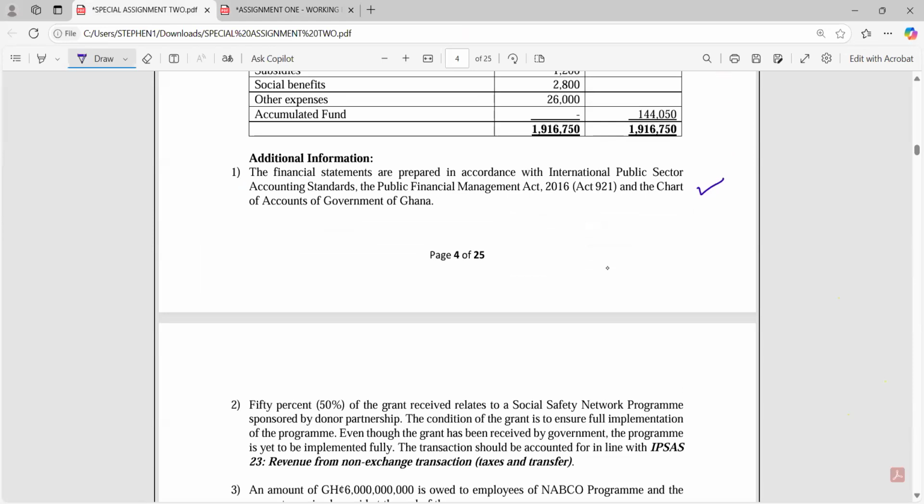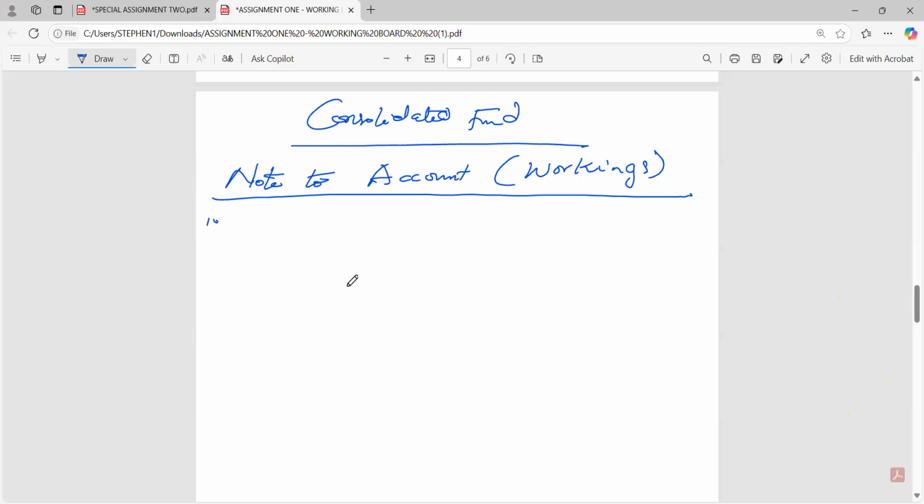Additional information 1. You say that what? The financial statements are prepared in accordance with IPSAS, PFM Act, and what? Chart of accounts of Ghana. So you have to let the users of the financial statement know that this financial statement was prepared using IPSAS. Which kind of basis of accounting did you use? So write, say that what?